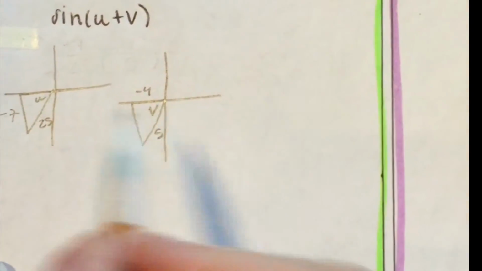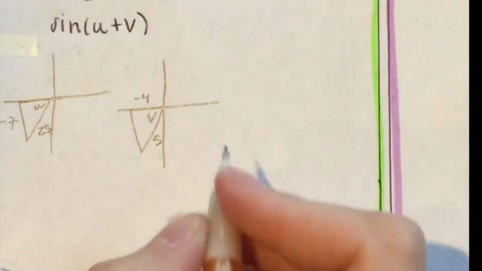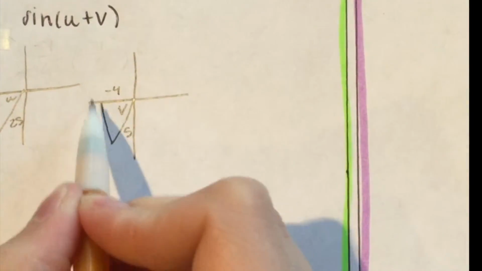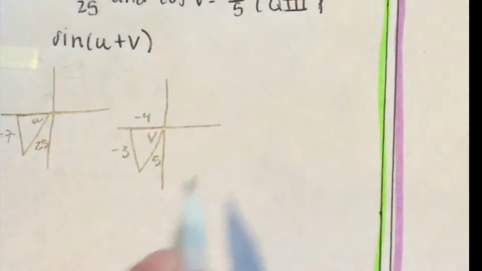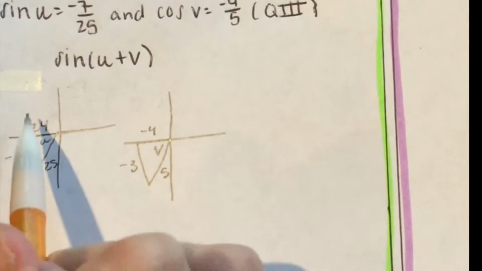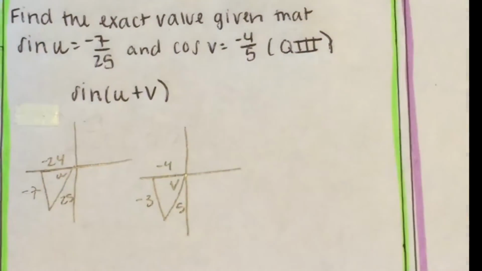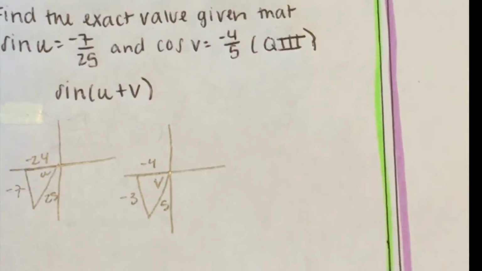See? And then to finish out our right triangles, we know that this one has to be negative 3, because it's a 3, 4, 5 right triangle, and since it's going down, it's negative. And that this one has to be negative 24, because it's going to the left, and this is a 7, 24, 25 special right triangle. Now we can begin our problem.